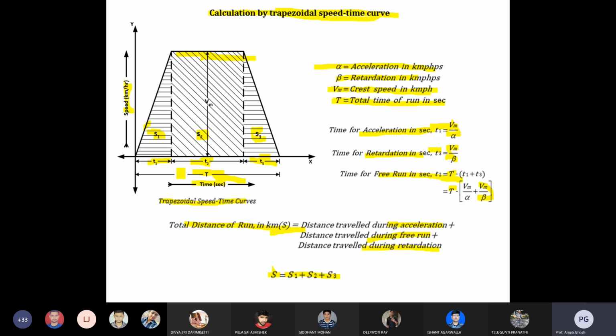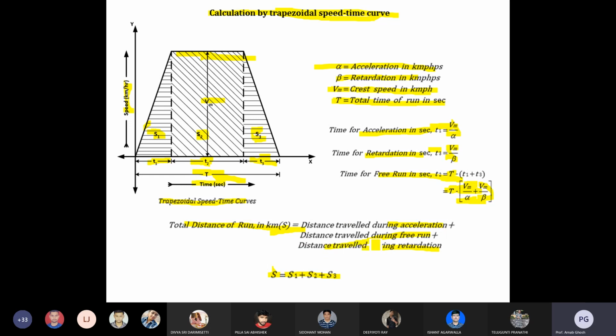Half base into height, where base is equal to T1 and height is equal to Vm. That one is your rectangle, so you multiply width into height, where width is equal to T2, into Vm. So T2 is equal to what? Capital T minus (T1 plus T3), that is, capital T minus (Vm by alpha plus Vm by beta). That you can directly do for the free running condition.